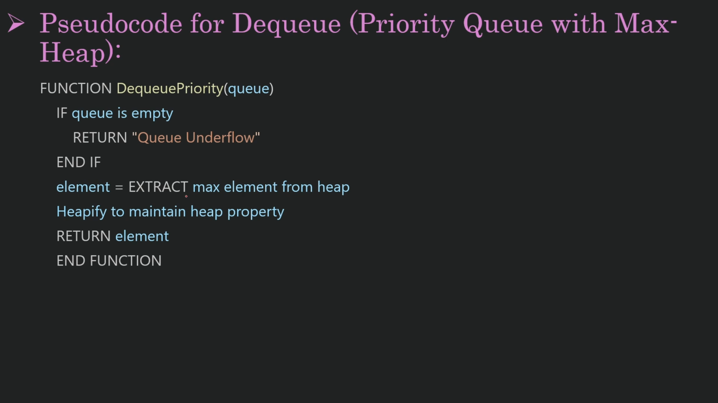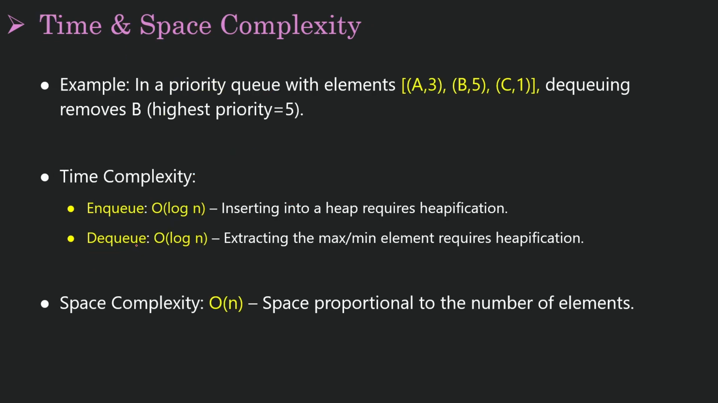Pseudocode for dequeue in a priority queue with max heap. Check if the queue has no elements. Return error if the queue is empty. Remove and store the highest priority element. Reorganize the heap to maintain the max heap property. Return the removed element. Example. In a priority queue with elements A3, B5, C1, dequeuing removes B, highest priority equals 5.